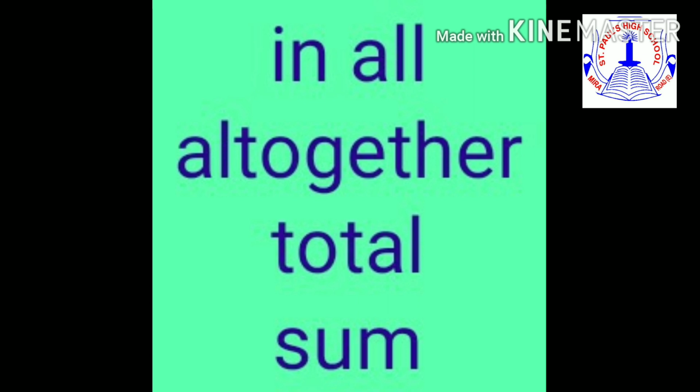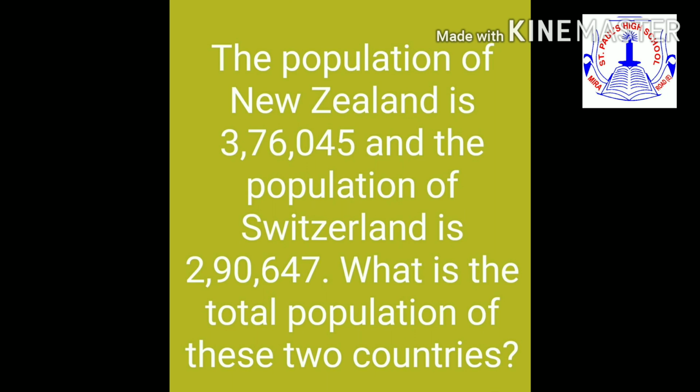So now we are going to study word problems. Our first word problem is: the population of New Zealand is 3,76,045 and the population of Switzerland is 2,90,647. What is the total population of these two countries? So, first we will see the given information, that is population of New Zealand and population of Switzerland. According to that, we are going to write our first statement.